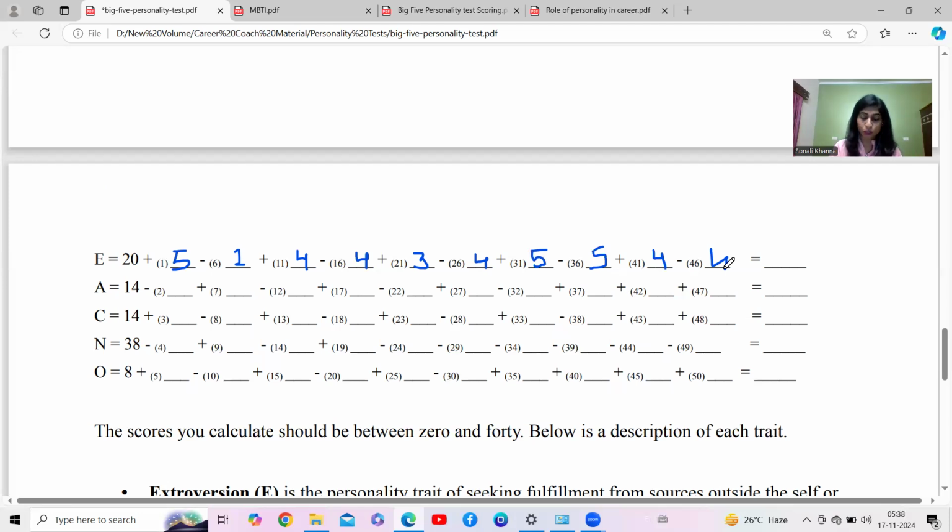With the help of a calculator, of course. So it's 20 plus 5 minus 1 plus 4 minus 4 plus 3 minus 4 plus 5 minus 5 plus 4 minus 4. So the answer comes to 23. I will write 23 here.